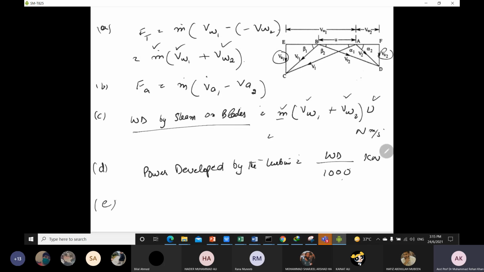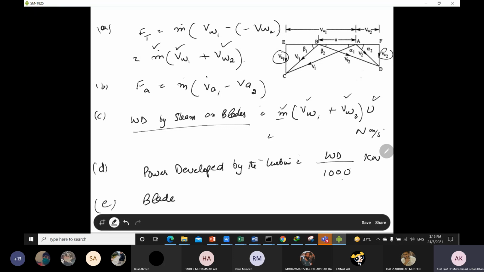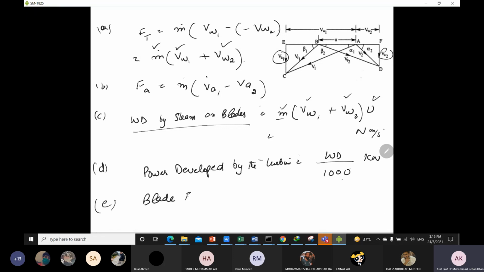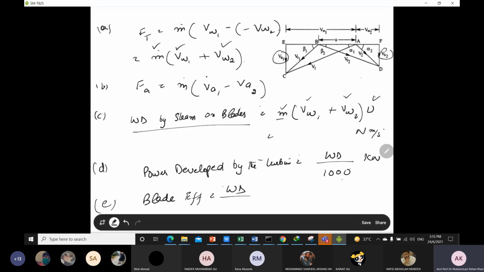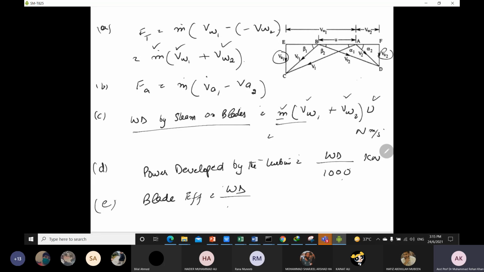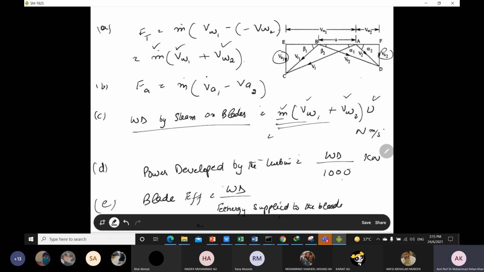Now the next formula, which is the blade efficiency. In some cases we have to find the blade efficiency, and this formula is the work done on the blade, from this formula, divided by the energy supplied to the blade. You have to look into the spelling. The work done comes from this formula, and then we get the energy supplied to the blade.